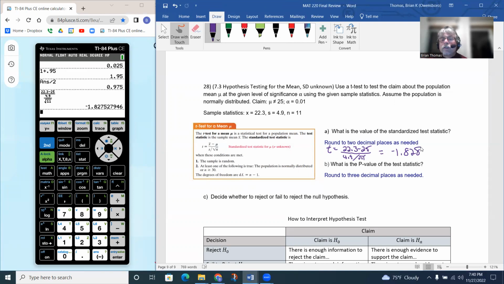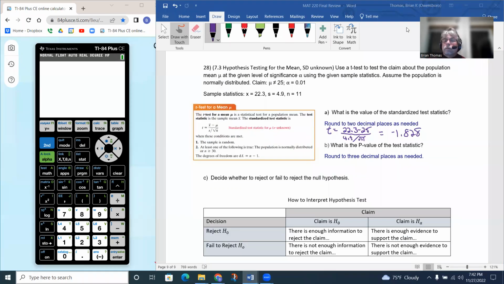Now we want the p-value of this test statistic. To find the p-value, I think we could probably use the hypothesis testing on the calculator. So let me pause a moment and see what we can come up with. I think they actually rounded this to 2 decimal places, because it does say round to 2 decimal places. So it's negative 1.83. An easy way to find the p-value of this test statistic is to use your hypothesis testing on your calculator.